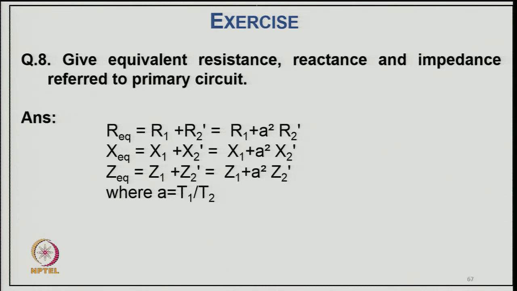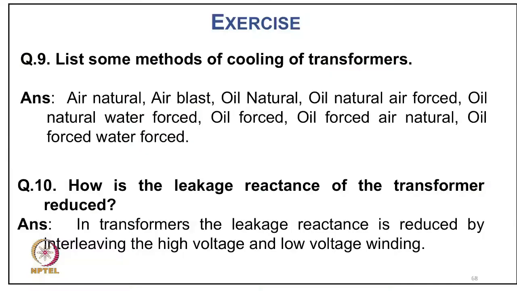Give the equivalent resistance, reactance and impedance referred to the primary. So, R equals R1 plus R2 dash, that is R1 plus A square R2, and X equals X1 plus X2 dash, that is X1 plus A square X2, and Z equivalent is Z1 plus Z2 dash, that is Z1 plus A square Z2, where A is T1 upon T2.